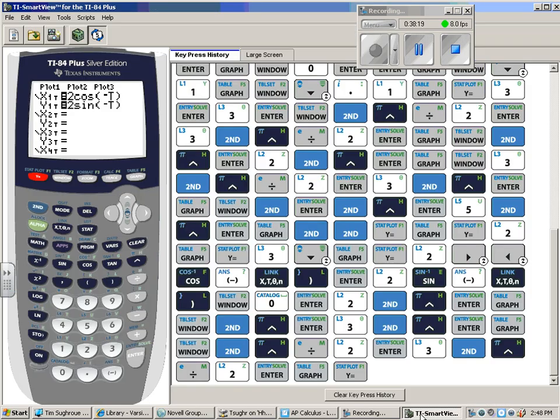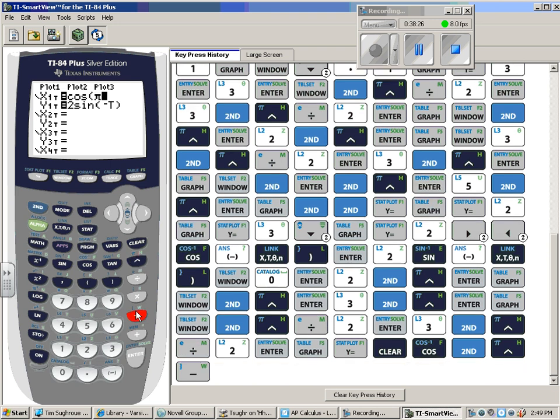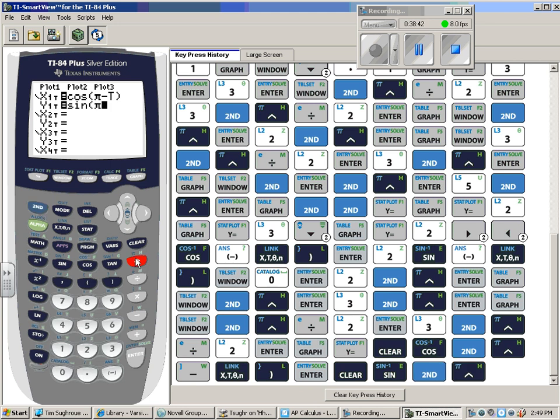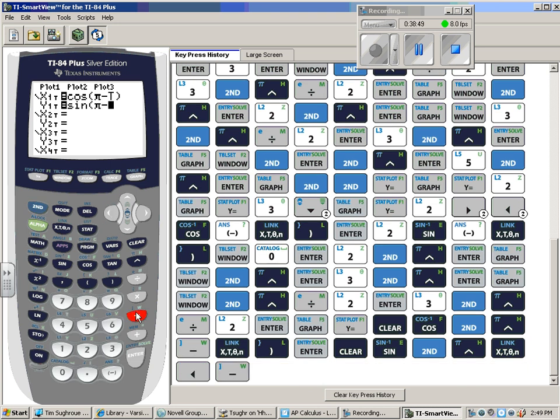I'm going to clear this out. This is the cosine of pi subtract t. Okay, close it. I'm going to hit enter. I'm going to clear this out. I'm going to go sine of pi minus t. Sine of pi subtract t. I'm going to close it.